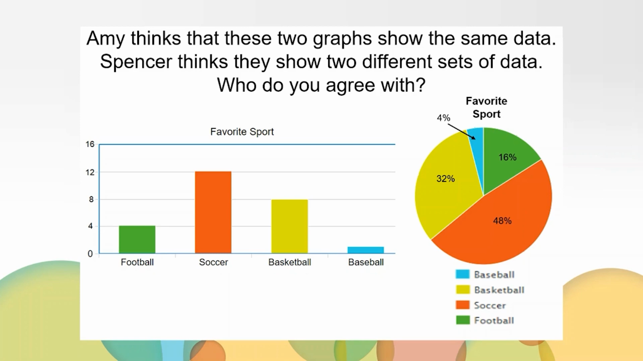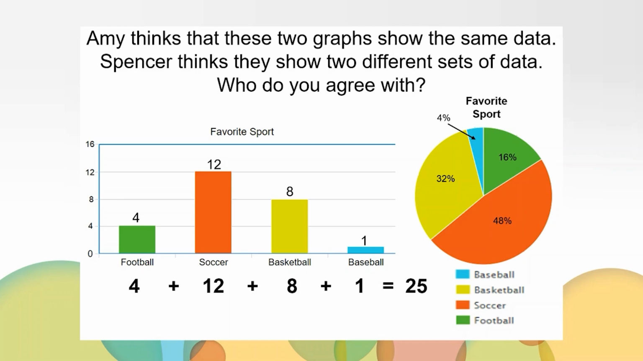We can see that 4 people voted for football. 12 people voted for soccer. 8 people voted for basketball. And 1 person voted for baseball. If we add up all the votes, we can see that 25 people are represented in the data.